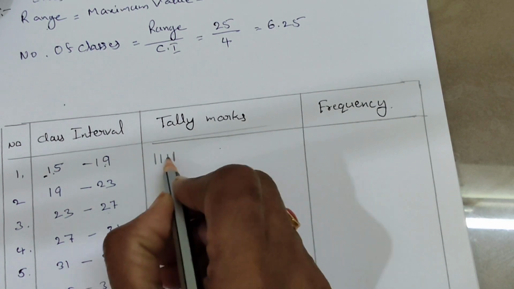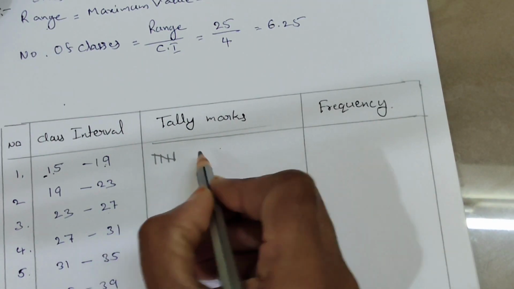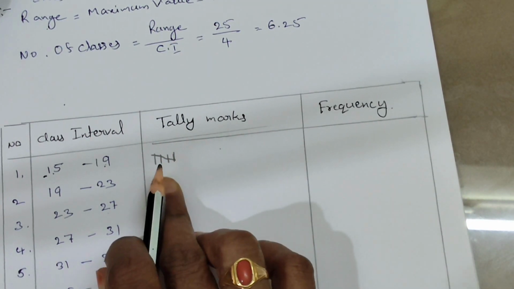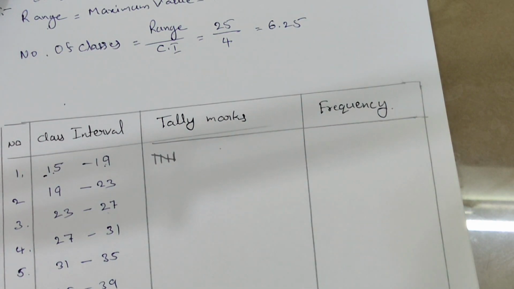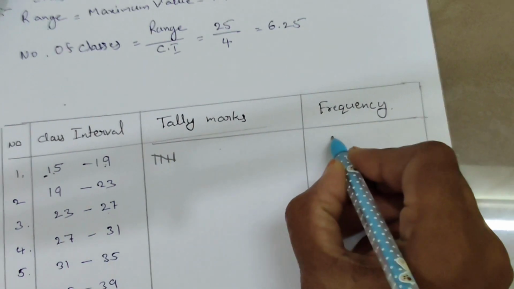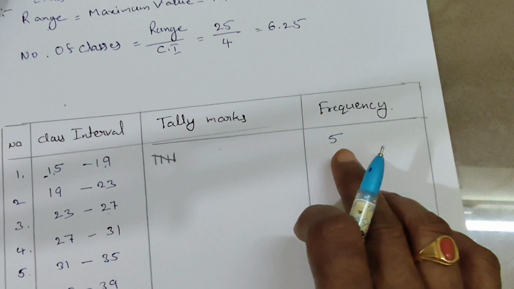Here, for 5, we write 5 standing lines and cross 1 line. This bunch is equal to 5 in total. Now the frequency: we write the number. These tally marks total 5, so that's why we write the total number 5 here.